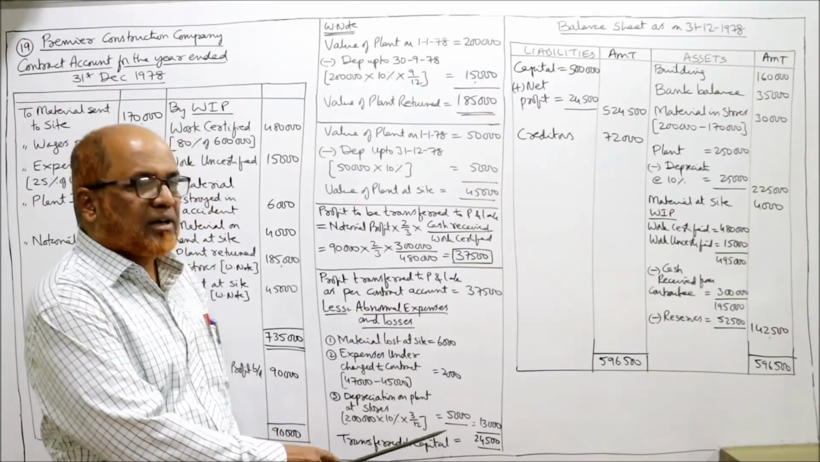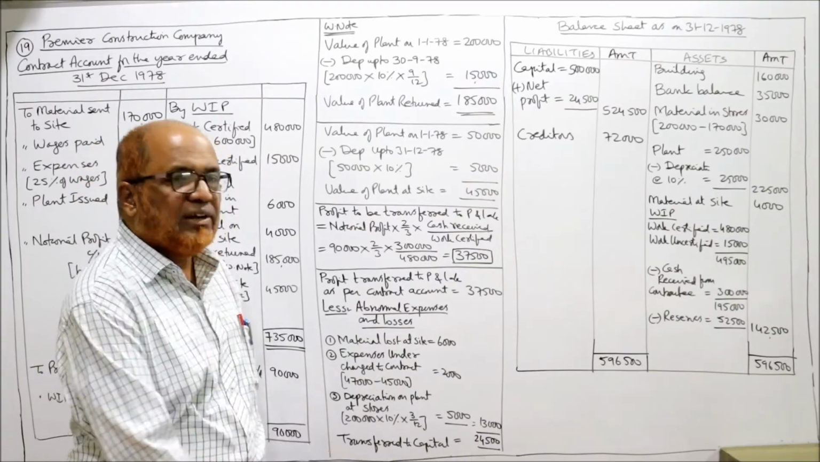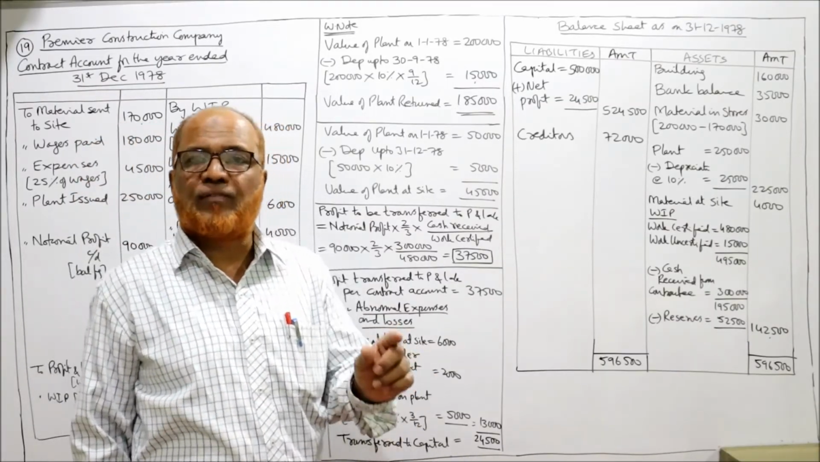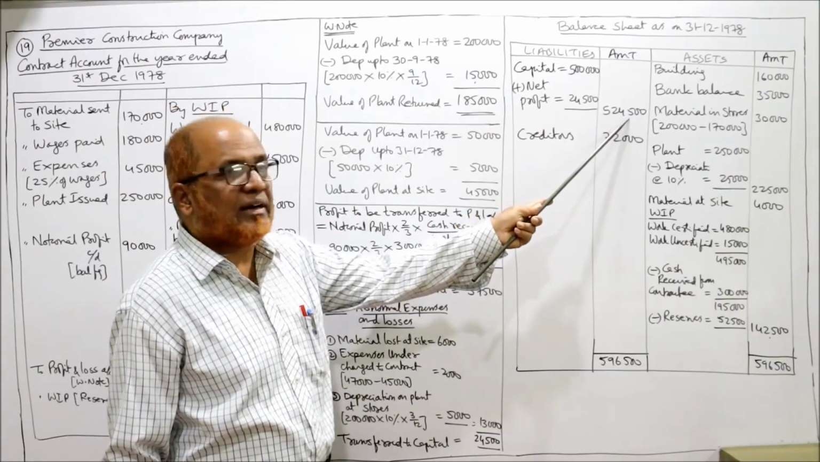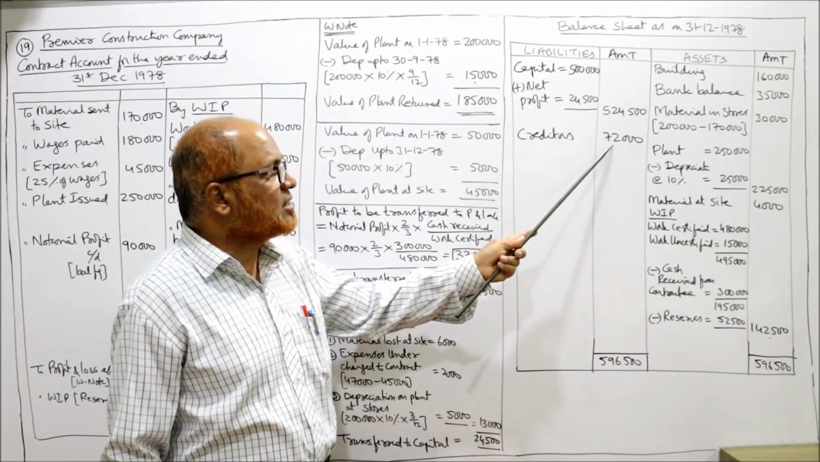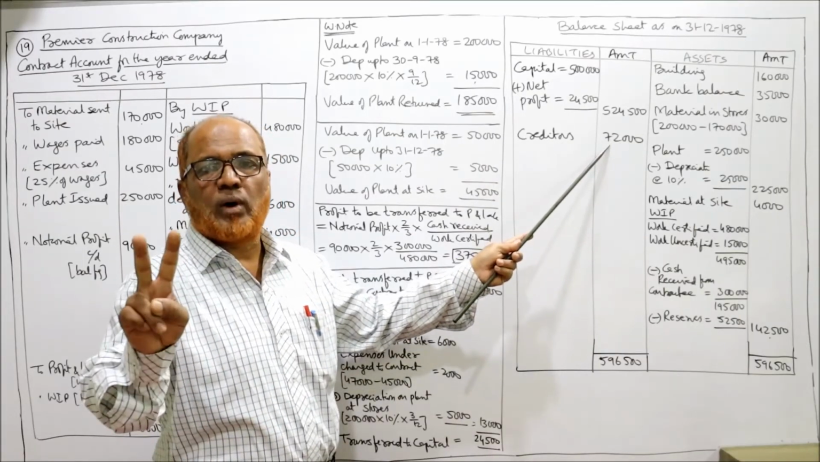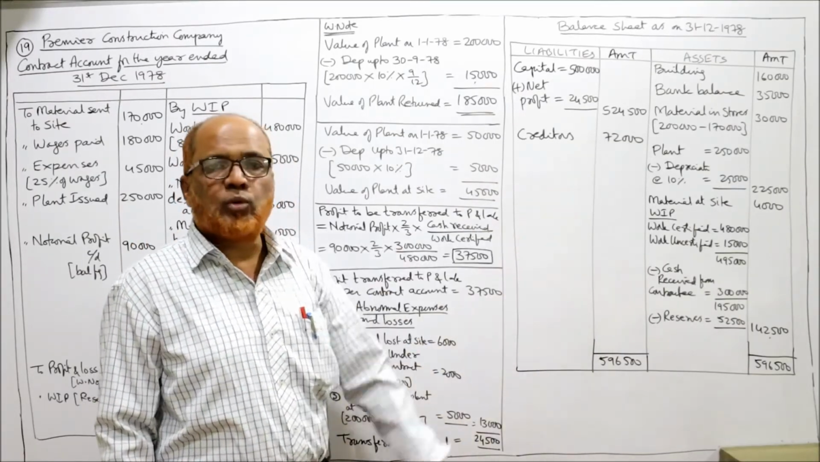ये सारे adjustment करने के बाद profit कितना आया? 24,500 is the profit after adjustment. So we have added 24,500. 5 lakh 24,500 is the capital. Creditors are given 72,000. That's all. Only two items on the liability side. Now come to asset side.